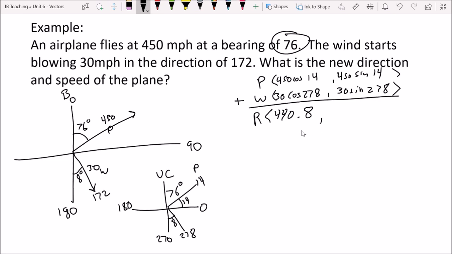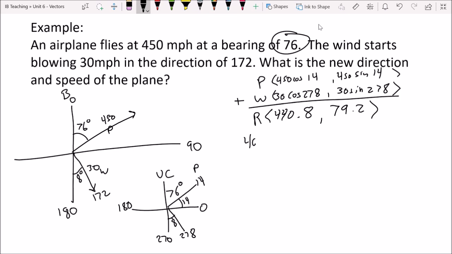And then we'll do the sine or the y component. So 450 sine 14 plus 30 sine 278. And I get 79.2. And so now we're asked to give the new direction and speed of the plane. Again, speed's the easy one. Square them, add them, root them.